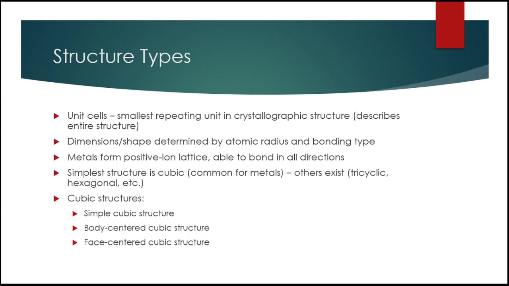Now, the simplest structure that can be described is cubic, which is common for metals. However, others exist depending on what compound you're looking at, whether it be ceramics or polymers, and these can be triclinic, hexagonal, and some other combination. Now, the three kinds of cubic structures that exist are the simple cubic structure, the body-centered cubic structure, and the face-centered cubic structure, which we will describe now.